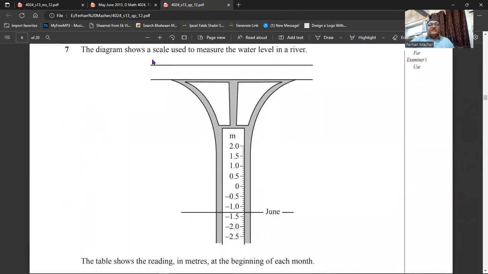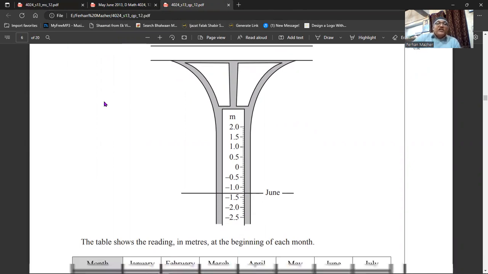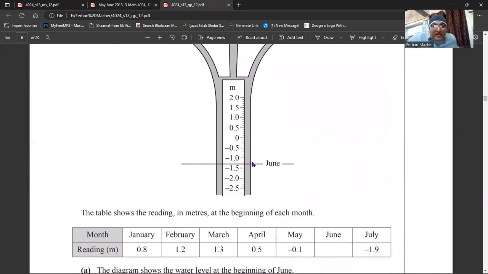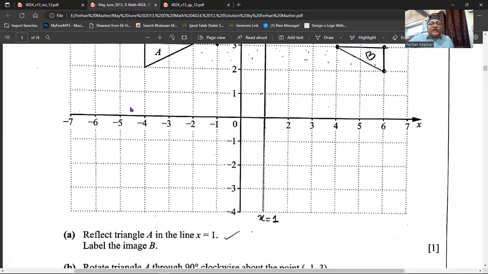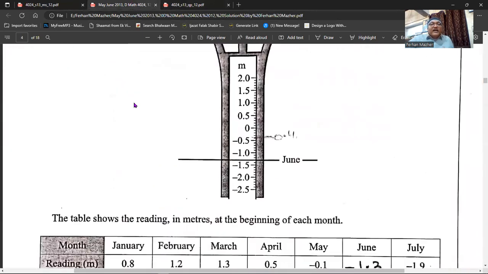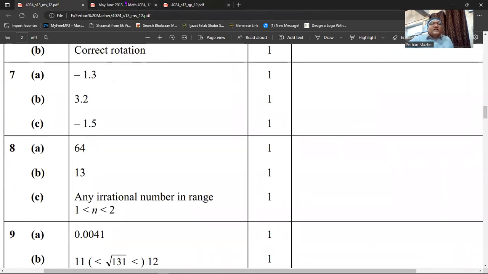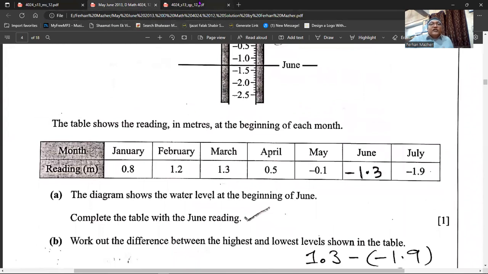The next question is coming up on your screen. It says the diagram shows a scale used to measure the water level in a river. The table shows the readings in meters at the beginning of each month. The diagram shows the water level at the beginning of June. Complete the table with the June reading. So what is this reading? This reading is, I think, -1.3. Let's check. -1.3 is the right answer.